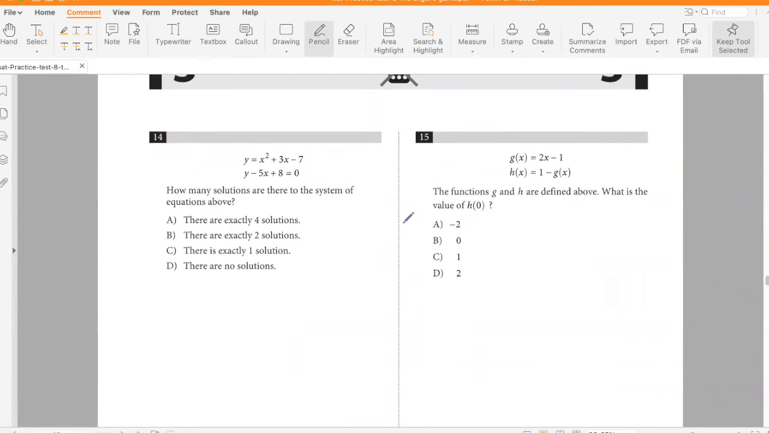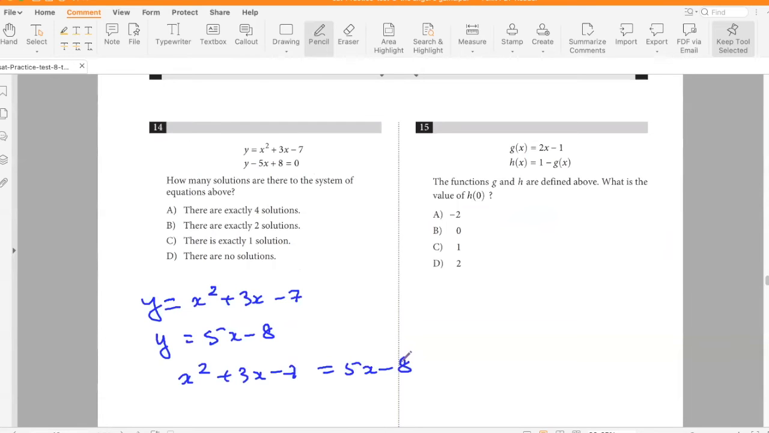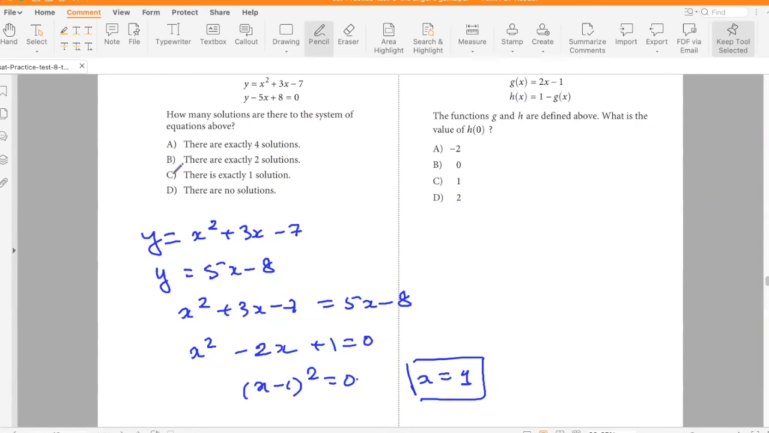How many solutions are there to the system of equations above? Okay, so we have y is x squared plus 3x minus 7 and y is 5x minus 8. So x squared plus 3x minus 7 should be 5x minus 8. So x squared minus 2x plus 1 is 0. So x minus 1 whole square is 0. So x is equal to 1, right? So there is exactly one solution.